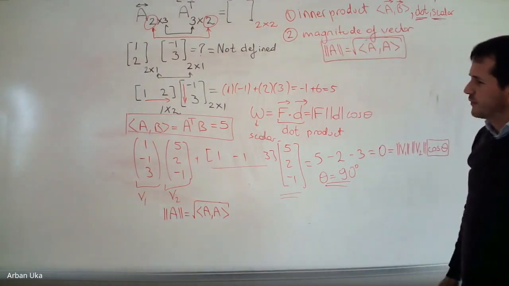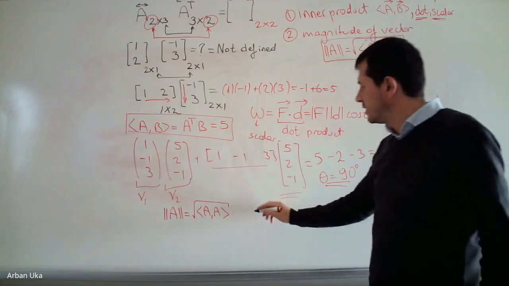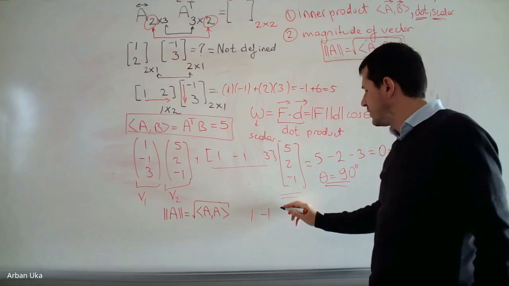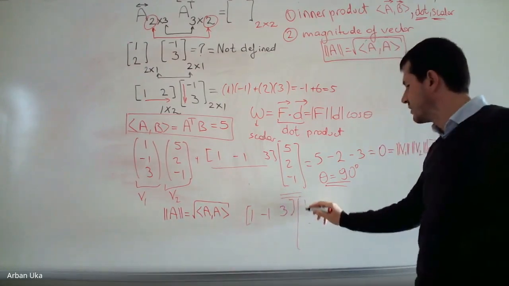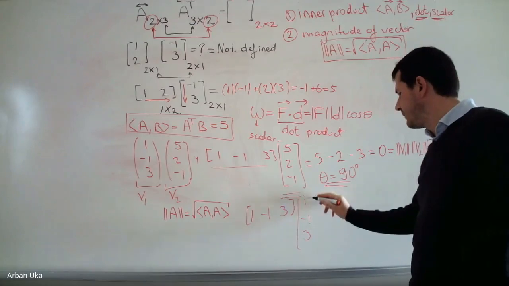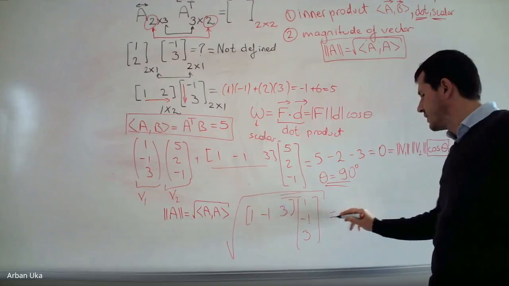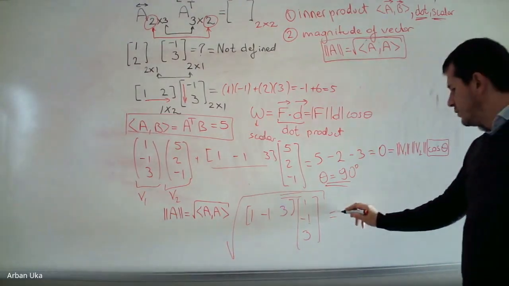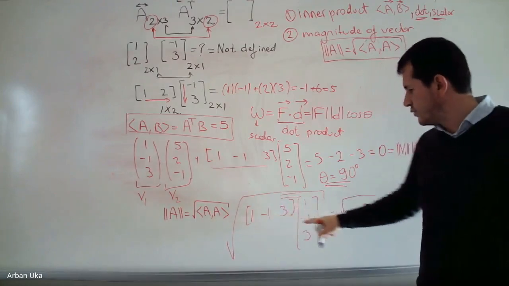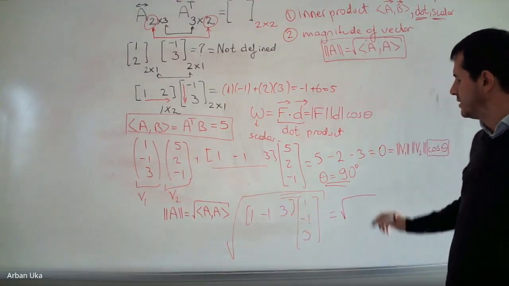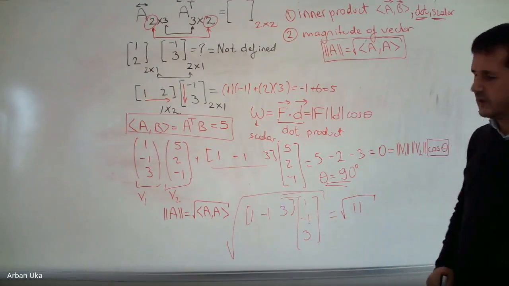So in this case, what is the magnitude of V1, which is shown here? The magnitude of V1 is going to be the square root of 1, minus 1, 3 times the vector itself. We see that 1 times 1 is 1, plus 1, 2, plus 9, 11. So this is the magnitude of the vector v1, the square root of 11.